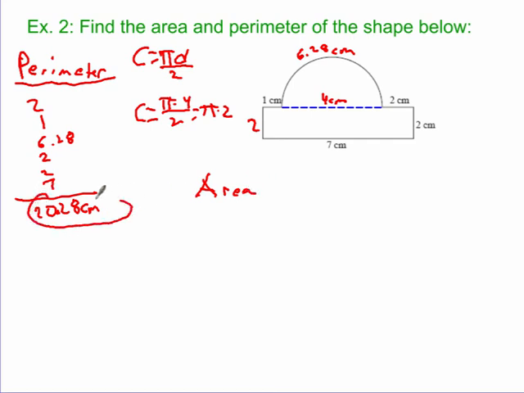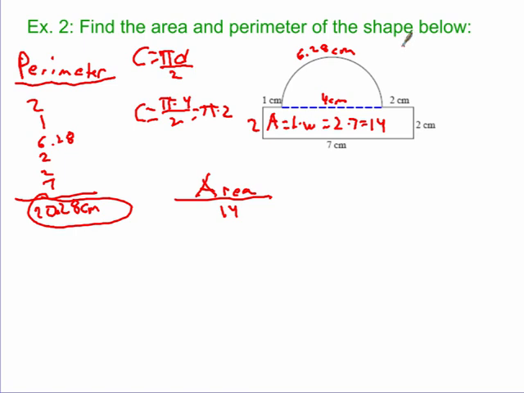All right, that's the perimeter. Now let's figure out area. Let's do the easy part first. I've got a rectangle here. So now my area, just length times width. Length is 2, width is 7. 2 times 7 is 14. So 14.